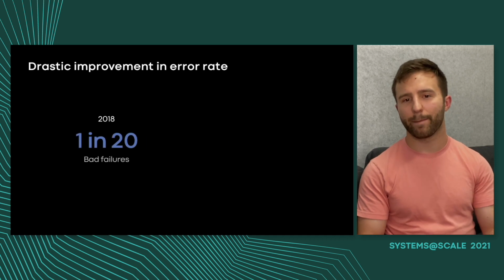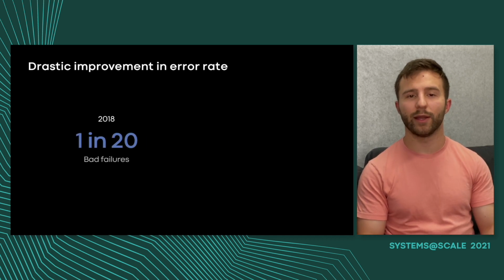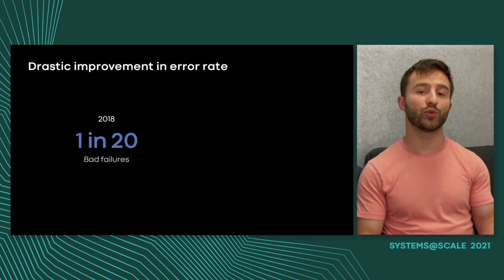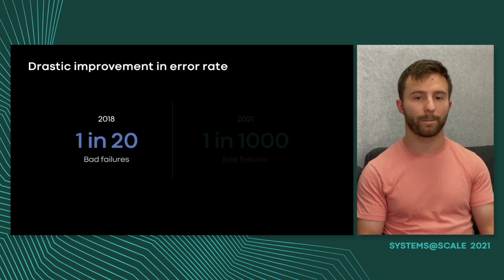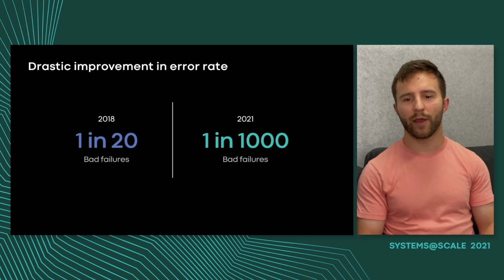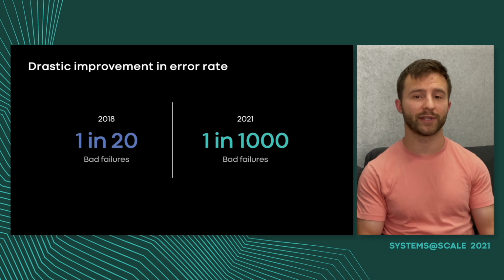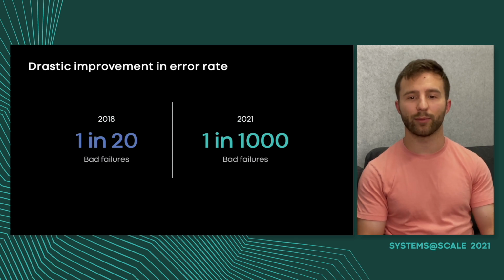Well, to recap, back in 2018, before the rewrite, more than 1 in 20 pushes would result in a bad failure. Now, with our new system, fewer than 1 in 1,000 pushes results in a bad failure. And this number is actually outdated. It's closer to 1 in 3,000 now. So yes, we can confidently say that our efforts were successful and our system is much more reliable.